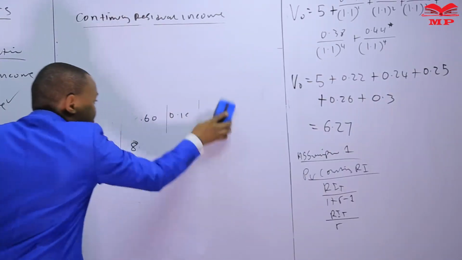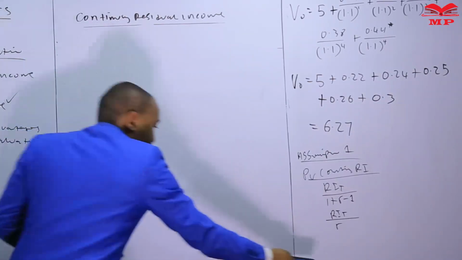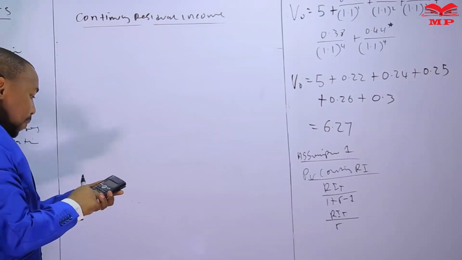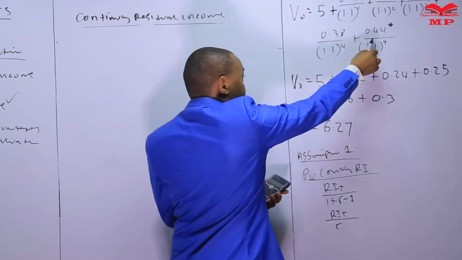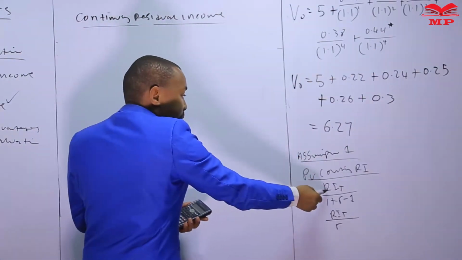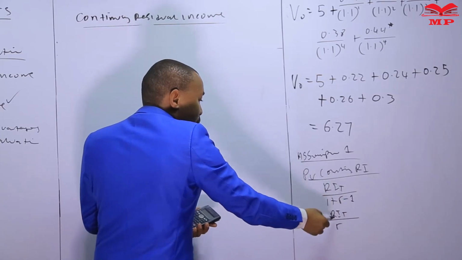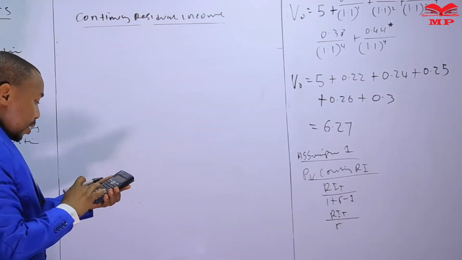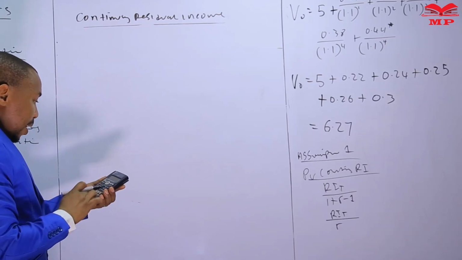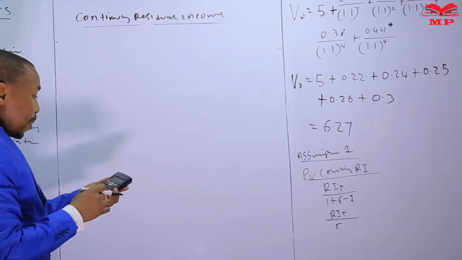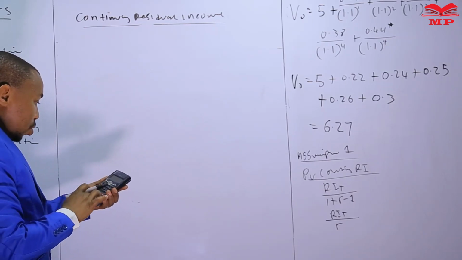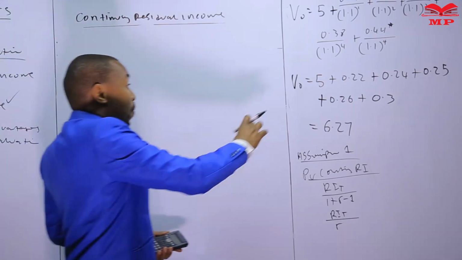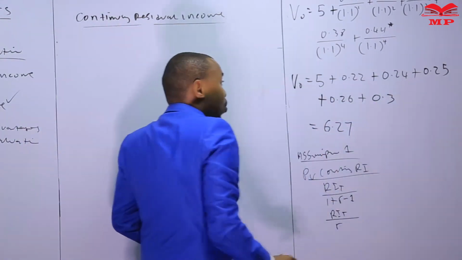So what do we have? This is what we are amending only, based on assumption 1. Residual income, 1 plus R minus 1, so it comes to RIT over R. So we're saying it is 0.44 divided by 10%, which is 0.1. So we have 4.4. So now this part right over here, we just put 4.4.